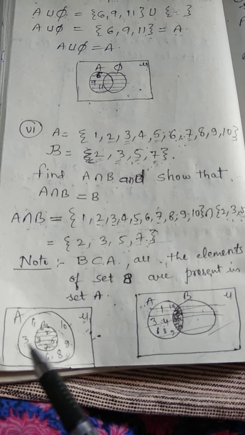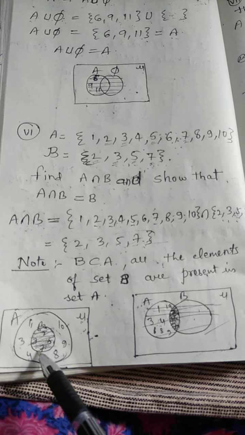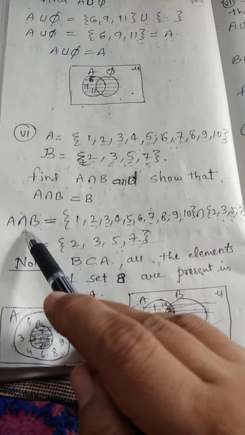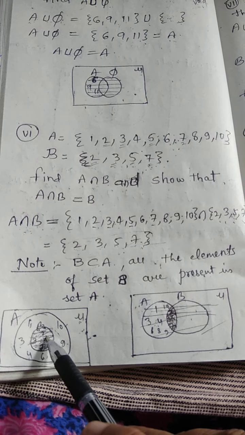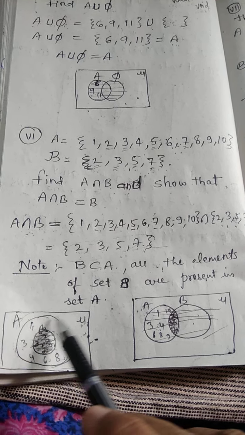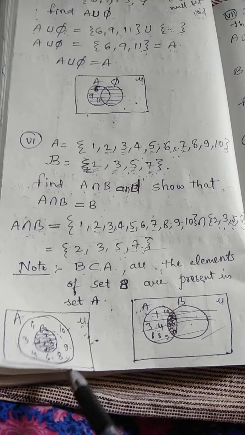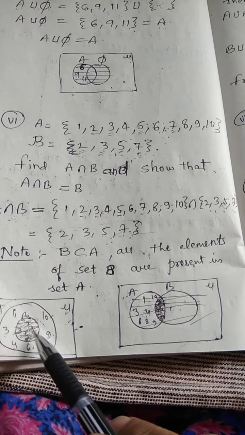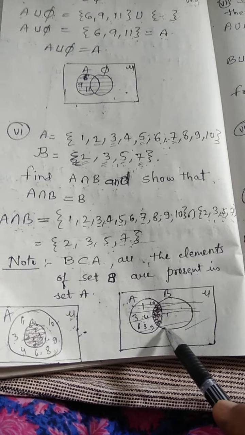Then which part are you going to shade? Only the middle part, B, because that is common. Intersection means common part. Okay, that's why. If they say union, you have to shade the full. Similarly, in this case also you can draw the same figure in this way also.